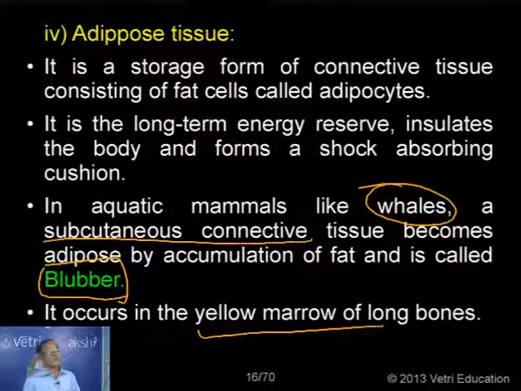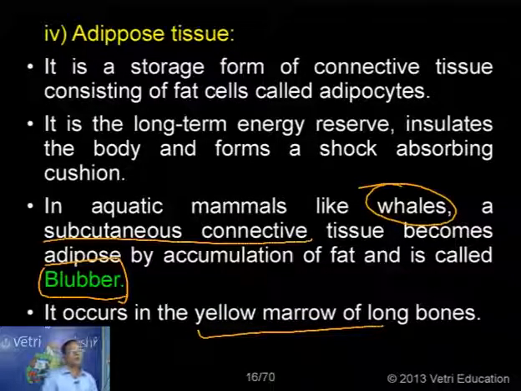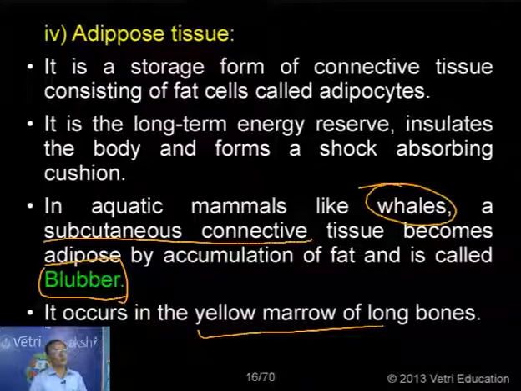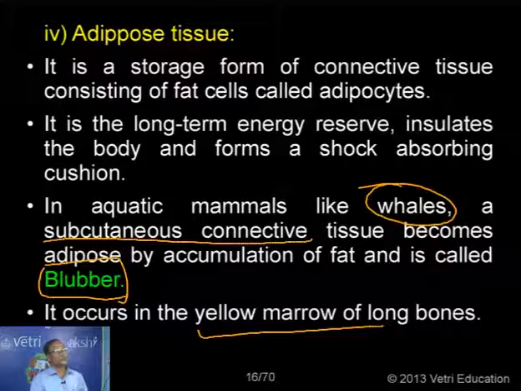That is why, while we are eating that part after cooking, it's delicious. It is also fatty in nature, and that is because of the high amount of fat. So don't forget, the yellow bone marrow is made up of adipose tissue. The red bone marrow is made up of reticular connective tissue.